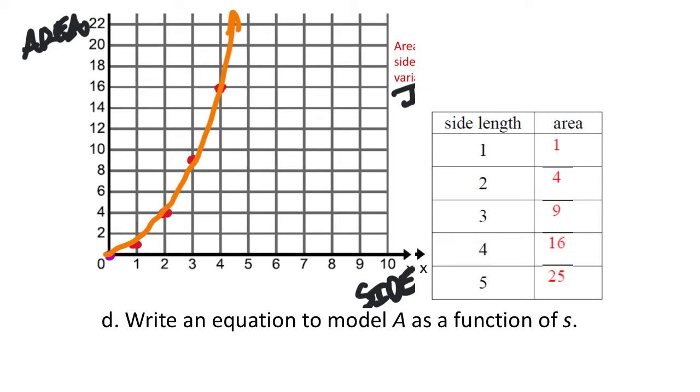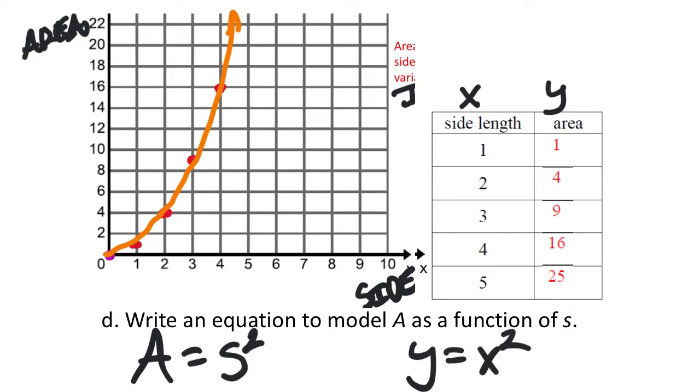All right, write an equation to model A as a function of S, no problem. And just be careful on this one. If you use A, I wouldn't do s times s, I'd do s to the power of 2. I mean, you can, but some people would be like, that doesn't look right. Now, if you don't want to use A and S, you don't really have to, because we know the area is the y and the side lengths are x's, so it'd be y equals x to the power of 2. And that would be fine as well.